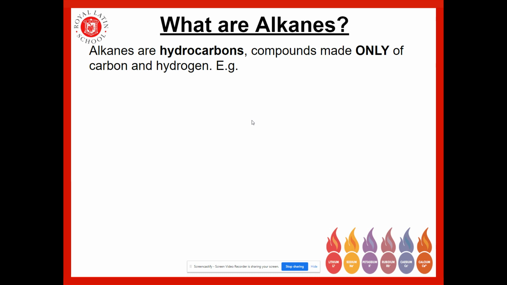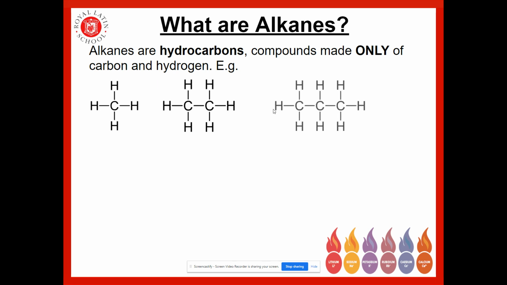So, first and foremost, what are alkanes? Alkanes are hydrocarbons, compounds made of only carbon and hydrogen. I've put those in bold because I think they're key words, something that you probably will want to make note of. So, for example, we've got methane, a carbon and hydrogens. We've got ethane, 2 carbons and hydrogens, and propane, 3 carbons and hydrogens. Notice it's only carbons and hydrogens, which is why we can refer to it as a hydrocarbon.